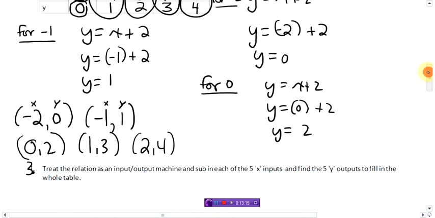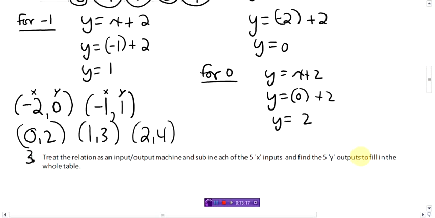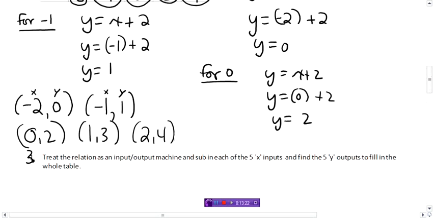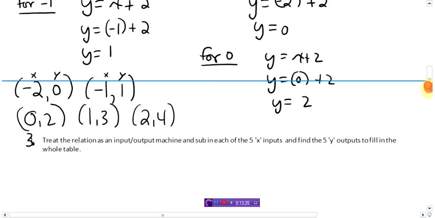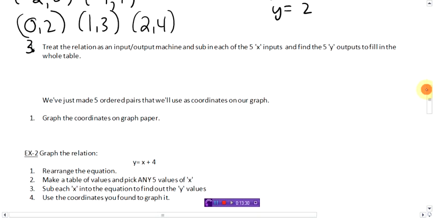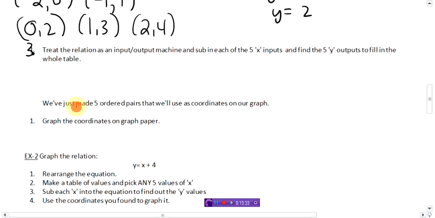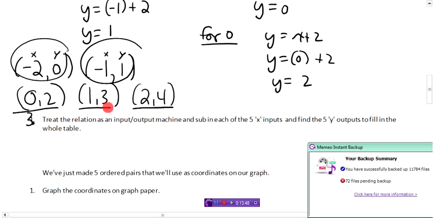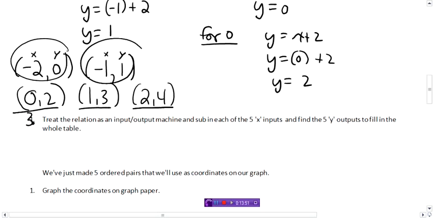I'm kind of going all over the page here with the notes. So we did step 3. We filled in the table. And then step 4 is that we realize we just made 5 ordered pairs that we'll use as coordinates on our graph. And then we'll graph the coordinates on the graph paper. So these coordinates right here, 1, 2, 3, 4, 5, we're going to put on our graph. Okay, so let's put this on the graph.